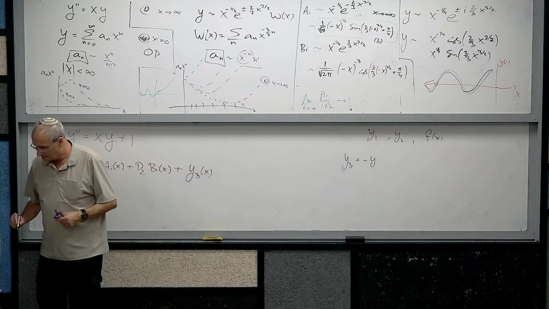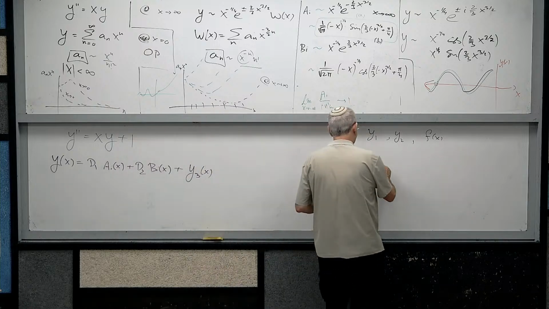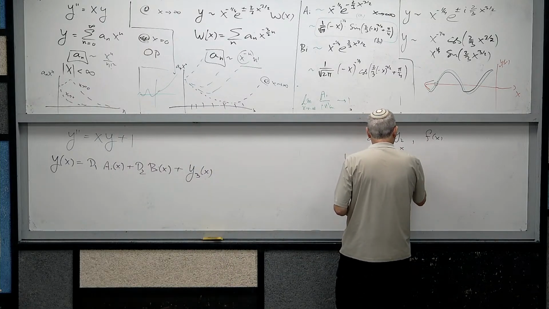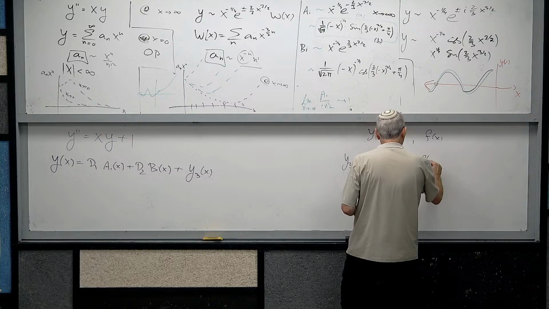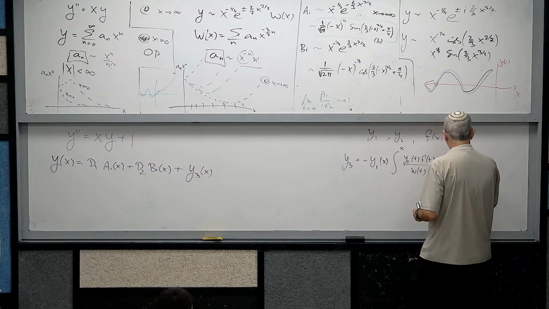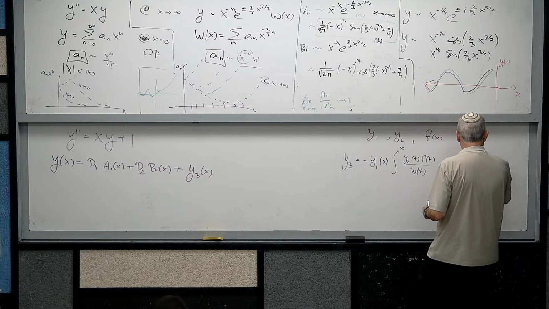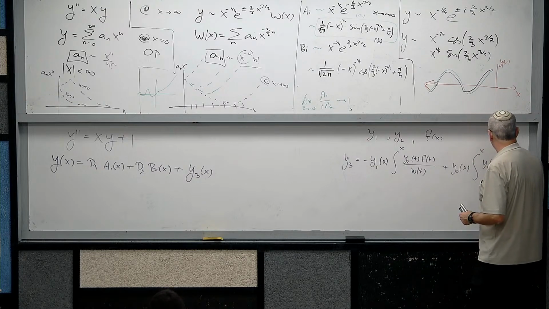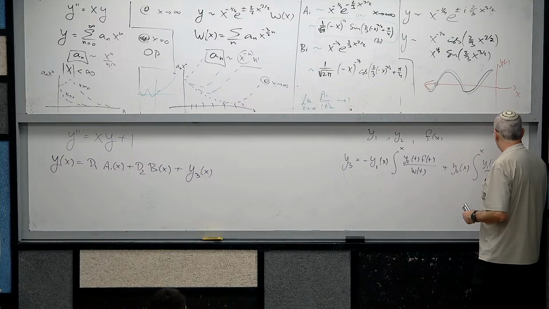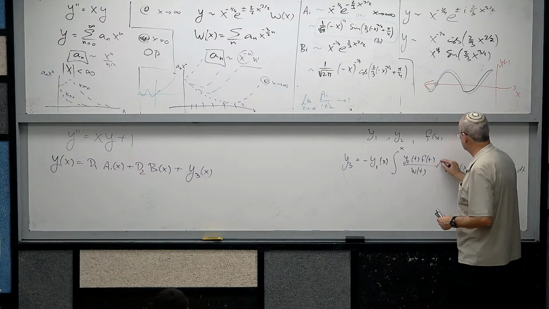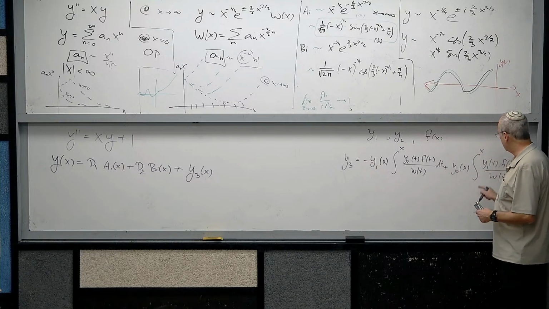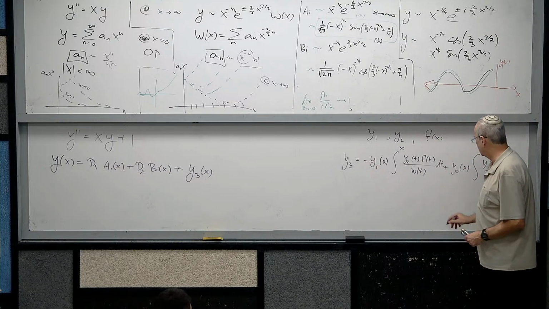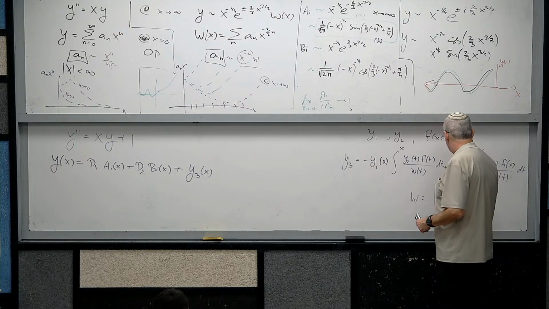y1 of x times the integral up to x of y2 of t, f of t divided by w of t, plus y2 of x times the integral up to x of y1 of t, f of t divided by w of t, dt, of course, dt here, right? And what is w? The Wronskian. The Wronskian w is the determinant of y1, y2, y1 prime, y2 prime.